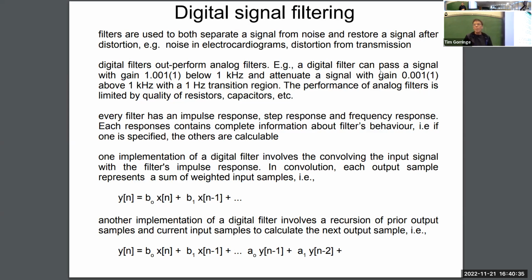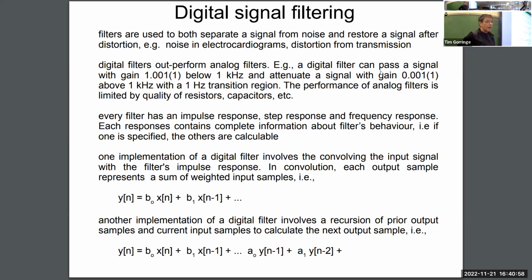So an example of extracting a signal from noise is in an electrocardiogram. The electrical signal that you're interested in is kind of bathed in a background noise. And so you use digital signal processing to extract the signal that you want, say the heart beating, from background noise.